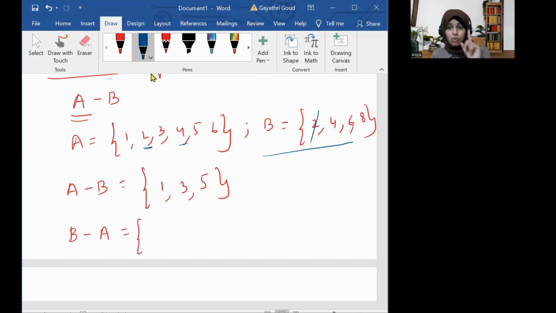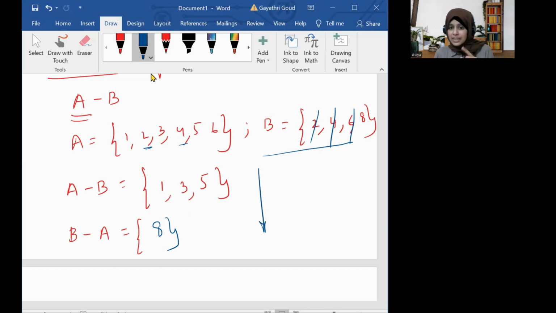Yes, 4 is also there in A. That means I'm removing the element of set A from B. Next, 5 is not there. 6 is there in A, so it has to be removed from B. Now, what is the only element that is left in B? 8. I hope that is clear.